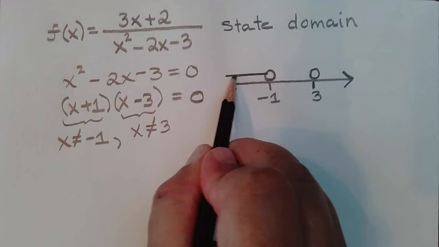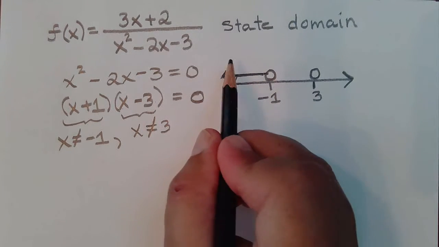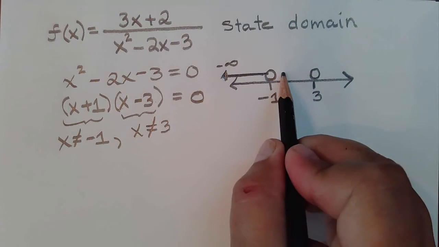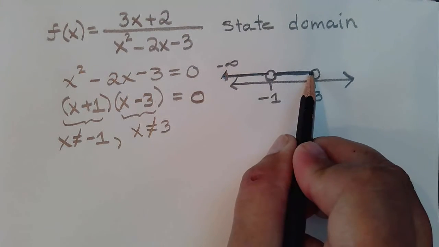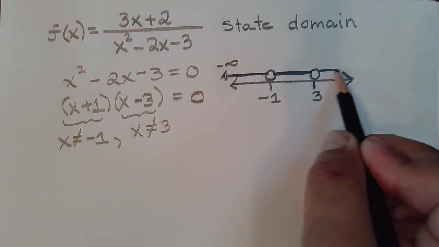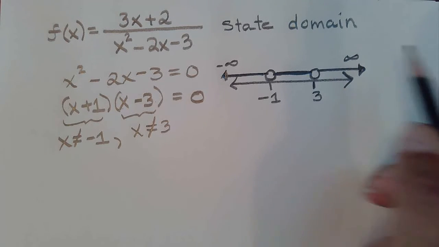You can use anything to the left of -1. You just can't use -1. So all the way out to -infinity is fine. You can use anything between -1 and 3. You just can't use -1 or 3. And you can use anything to the right of 3. So all the way to infinity.